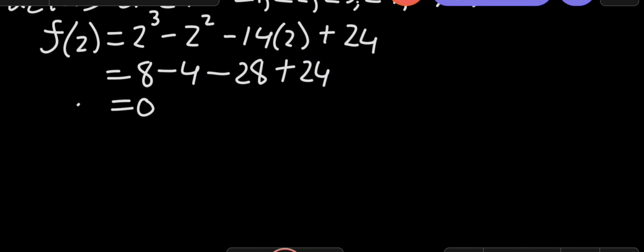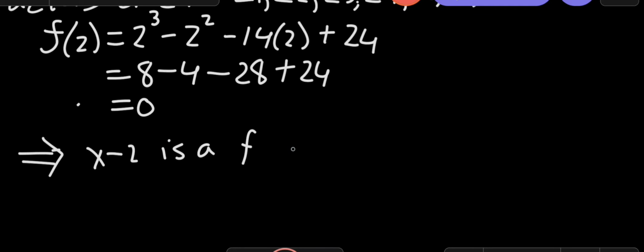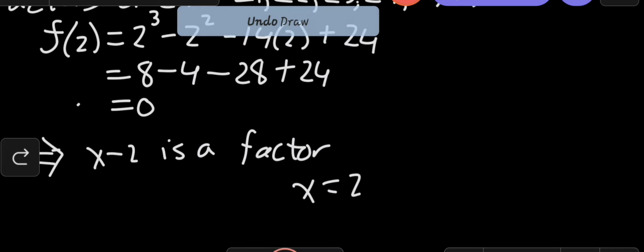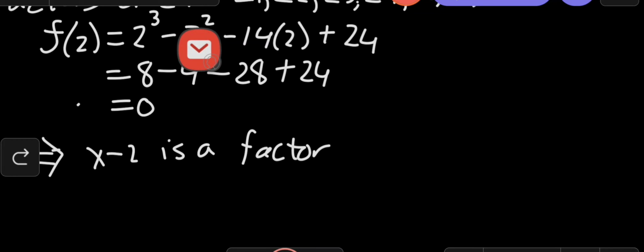So that implies that x minus 2 is a factor. Because it's x equals 2. If x equals 2, that's the same as x minus 2 equals 0. So therefore, x minus 2 is a factor. Understand? Yep. Because if f of a equals 0, then x minus a is a factor.